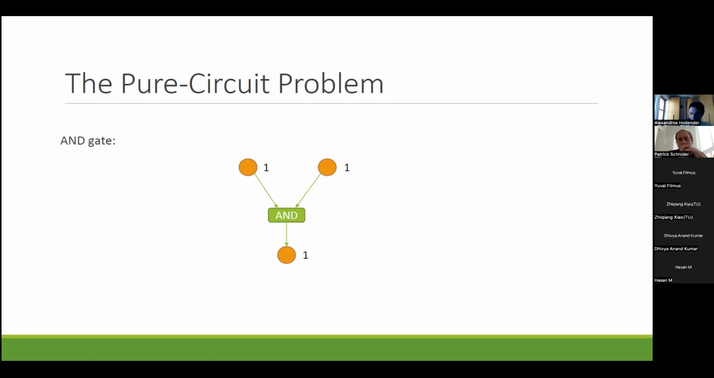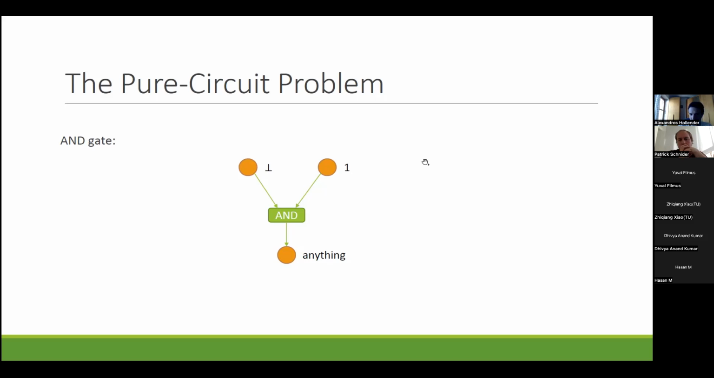And now I have to say what happens when the inputs are not nice pure bits 0 and 1. What if there is some garbage in there? For example, what if one input is 1 and the other one is garbage? Then again, I don't enforce anything. The AND gate has no constraint on the output. If one of the inputs is garbage and the other one is 1, the output can be anything. It can be 0, 1, or garbage.